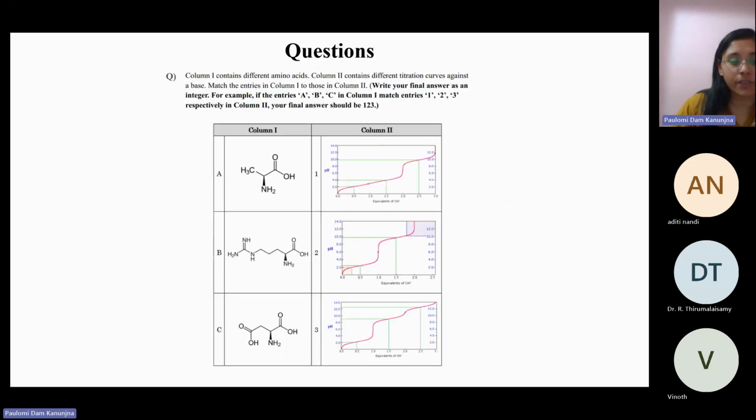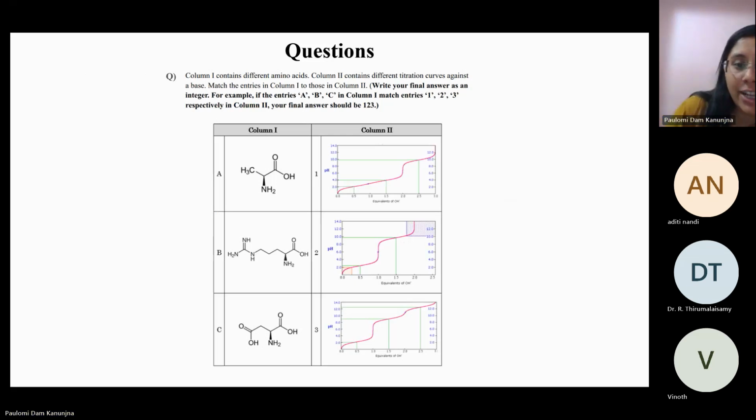Look into this. This is the last question of this section on pH and pKa. On your left, in column 1, you have 3 amino acids which are titrated against a base. The titration curves of these 3 amino acids are given in column 2, but not in the same order. So tell me which one refers to which.